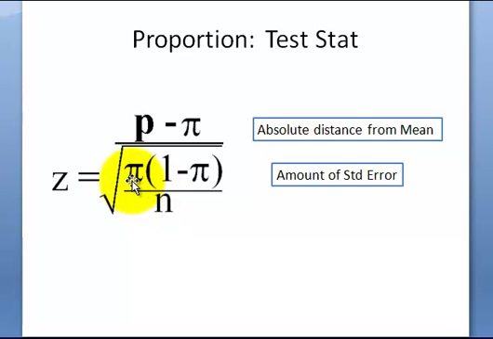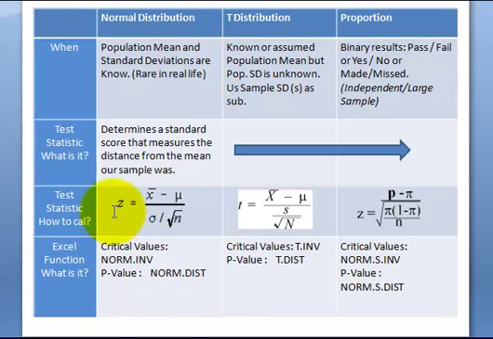So what this does, it takes the population proportion, and then 1 minus the population proportion, multiplies those two together, and then again divides by n, because as the sample size goes up, we'll get less and less dispersion. So those are the test statistics. Those are how we use them in Excel.